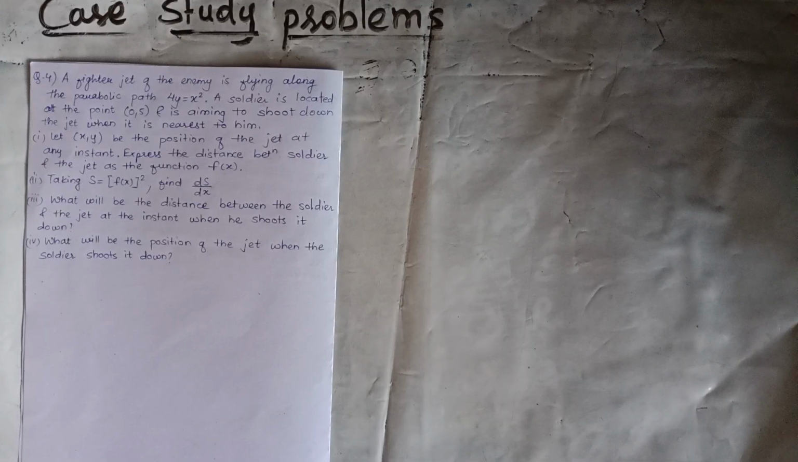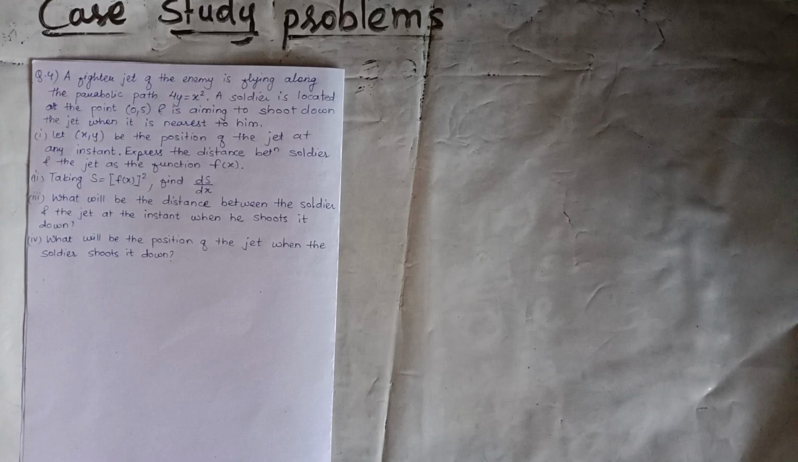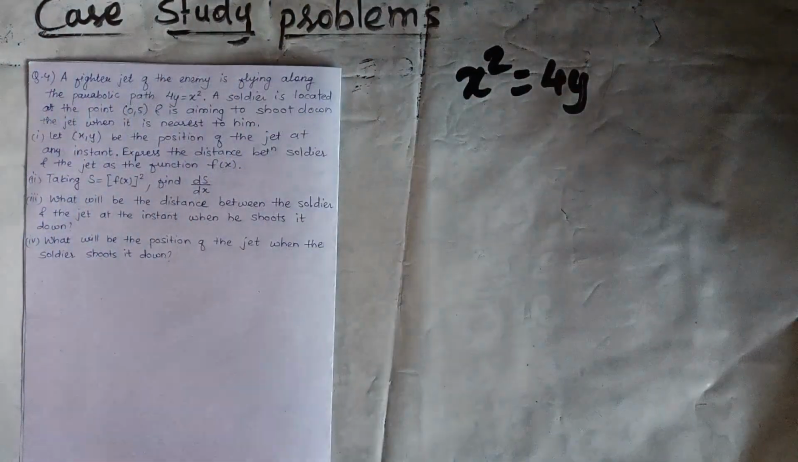Next question. A fighter jet of the enemy is flying along the parabolic path 4y equal to x square. So this equation is given, x square equal to 4y. A soldier is located at the point 0, 5 and is aiming to shoot down the jet when it is nearest to him. So the first question is, let (x, y) be the position of the jet at any instant. Express the distance between the soldier and the jet as the function f(x).